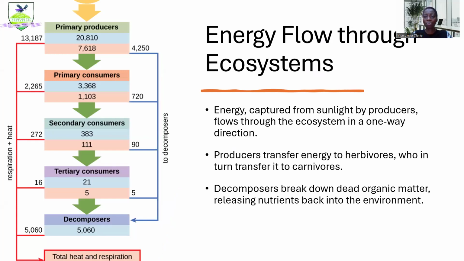And energy flow through the ecosystem. Actually, energy is captured from sunlight by producers, and this energy flows through the ecosystem in one-way direction. Producers capture the energy from the sunlight and transfer the energy to herbivores when herbivores feed on them. Then carnivores in turn receive energy from herbivores. When it is transferred as they feed on them, they acquire the energy. When these different categories of organisms die, decomposers break down the dead organic matter and they release nutrients back into the environment.